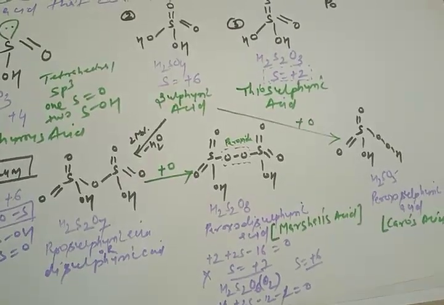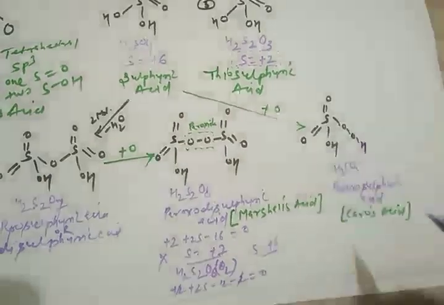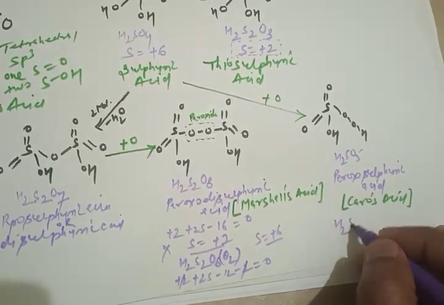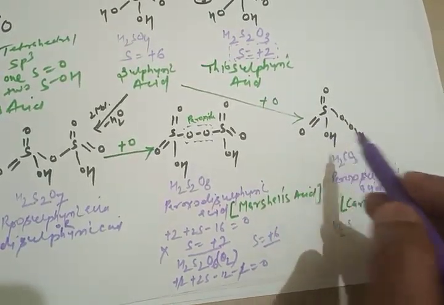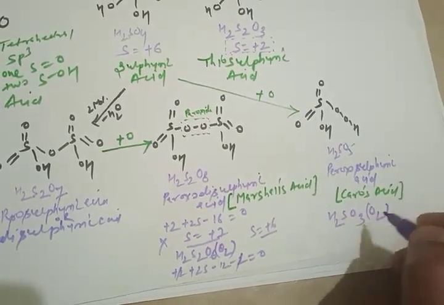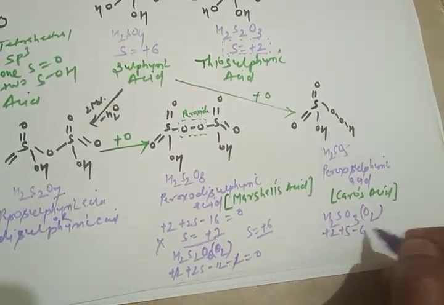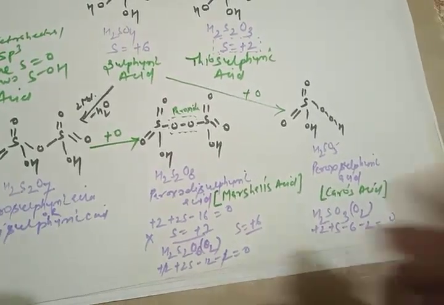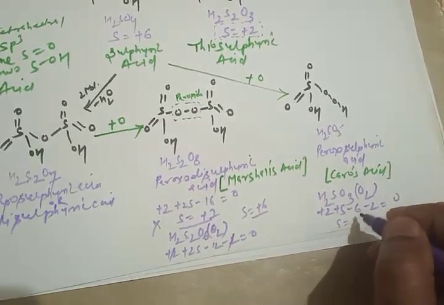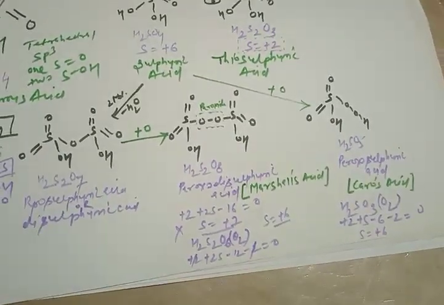Again we will calculate the oxidation state. Here we have a peroxide linkage, so the formula will look like this: H2S, 1, 2 and 3 oxygens directly connected, so O3, and O2 is the peroxide. So +2, then S, then -6, then -2 equals 0. So here S is +6. Again the oxidation state of sulfur is +6 here.